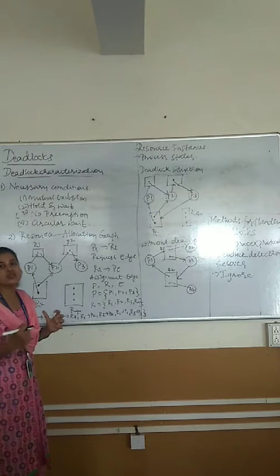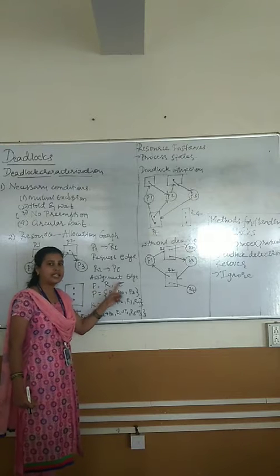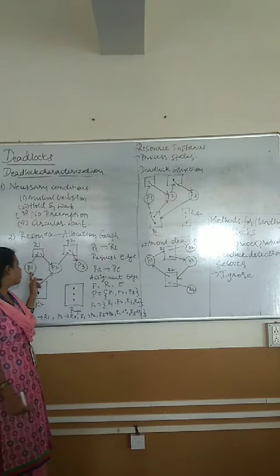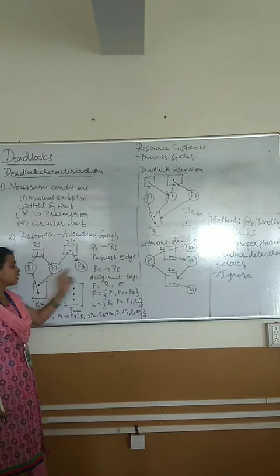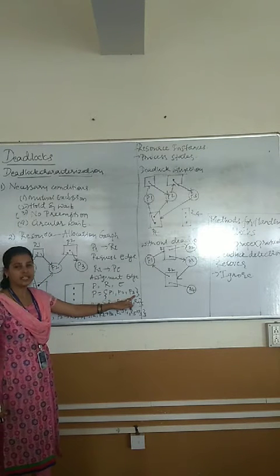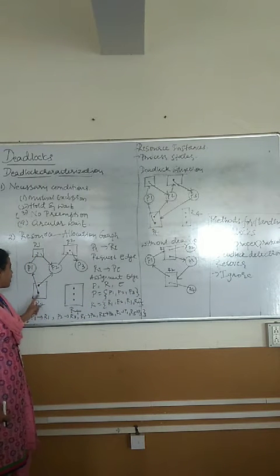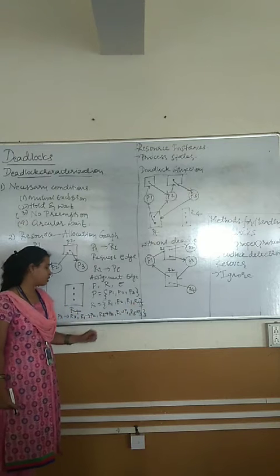What are the sets used in this graph? The sets used are P, R and E. P means the processes. In the graph we have, how many processes are there? 3: P1, P2, P3. This is the set for P. What about the resources? We have R1, R2, R3 and R4.